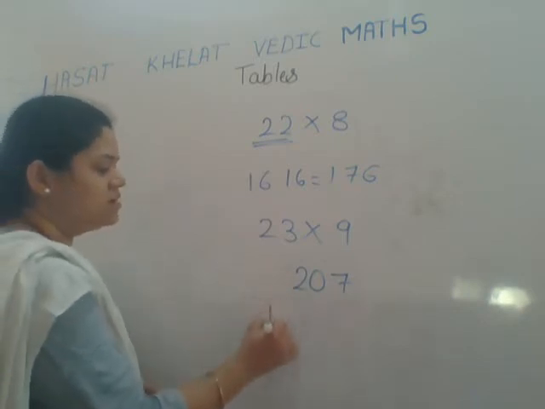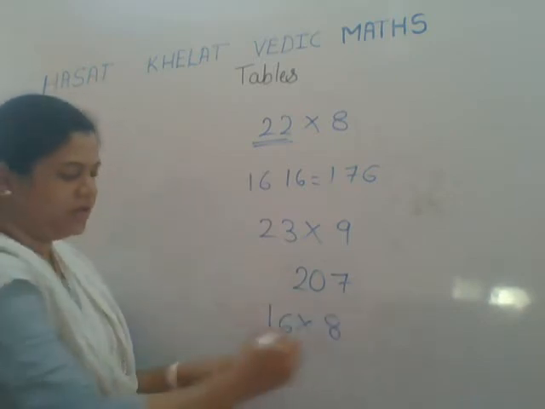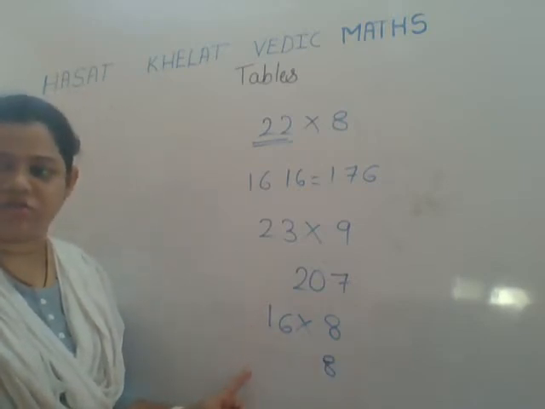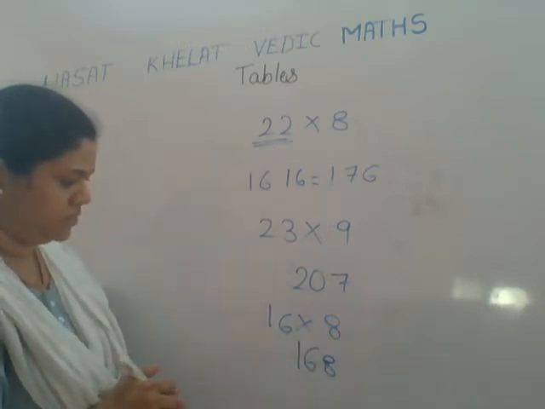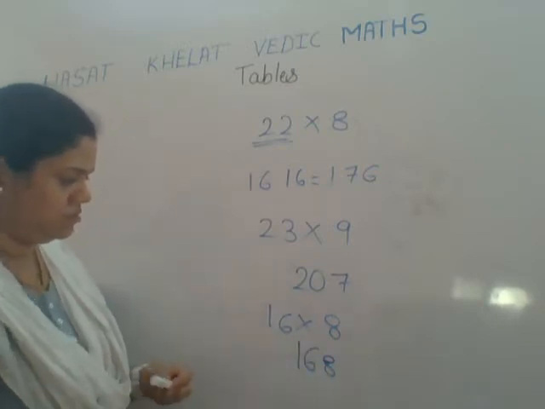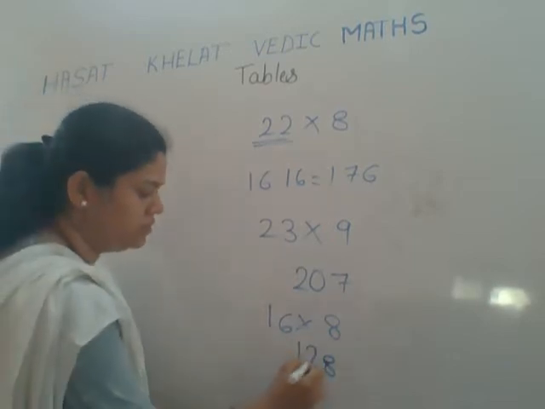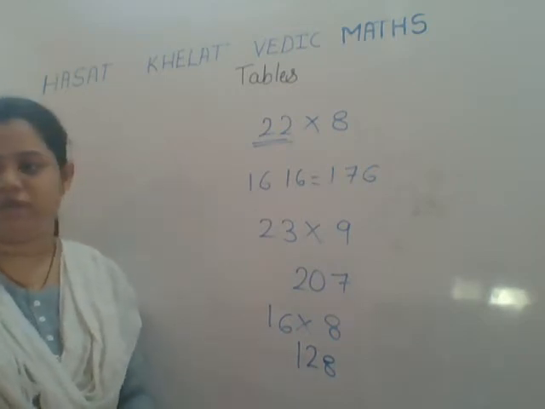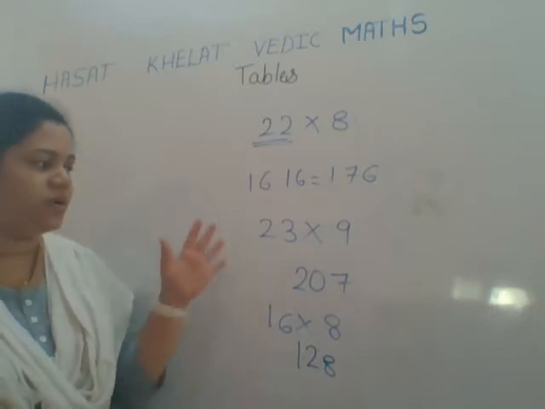If it has been asked 16 multiplied by 8, 6 8s are 48. I will write 8, 4 will be carried. 1 8 is how much? 8, 8 plus 8 how much? 16. Sorry, sorry, it's 12. 1 8 is 8 plus 4 were carry. So 8 plus 4, 12. 128. Okay, this way you can do and you can dodge the tables.